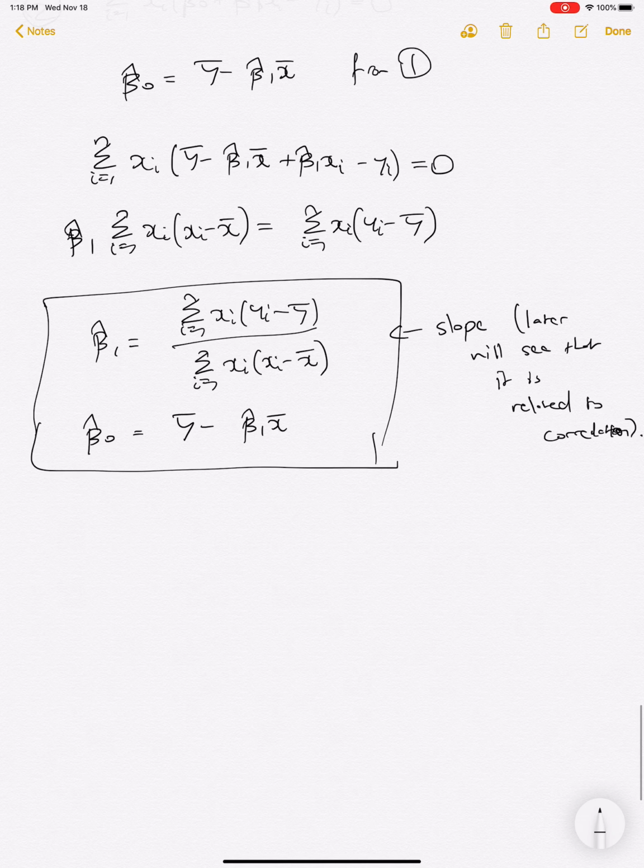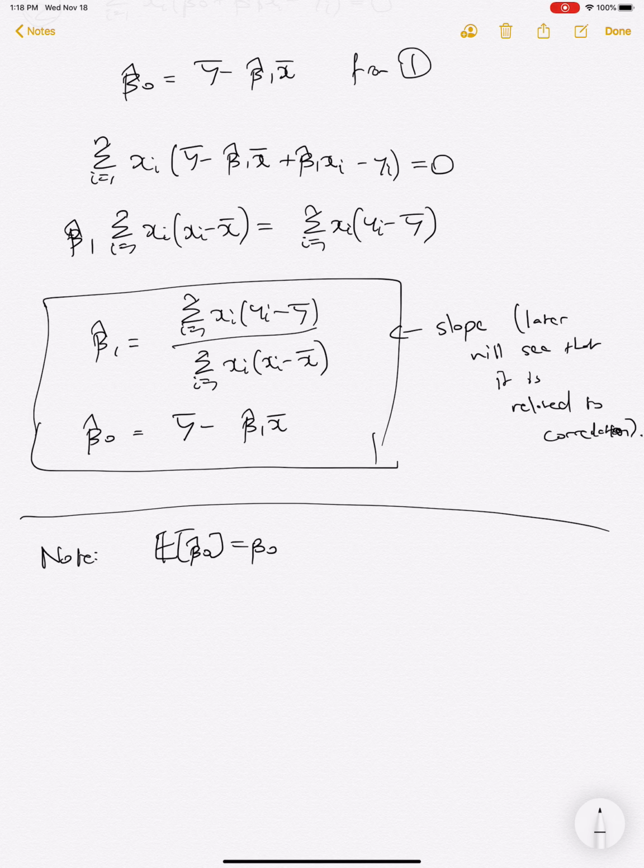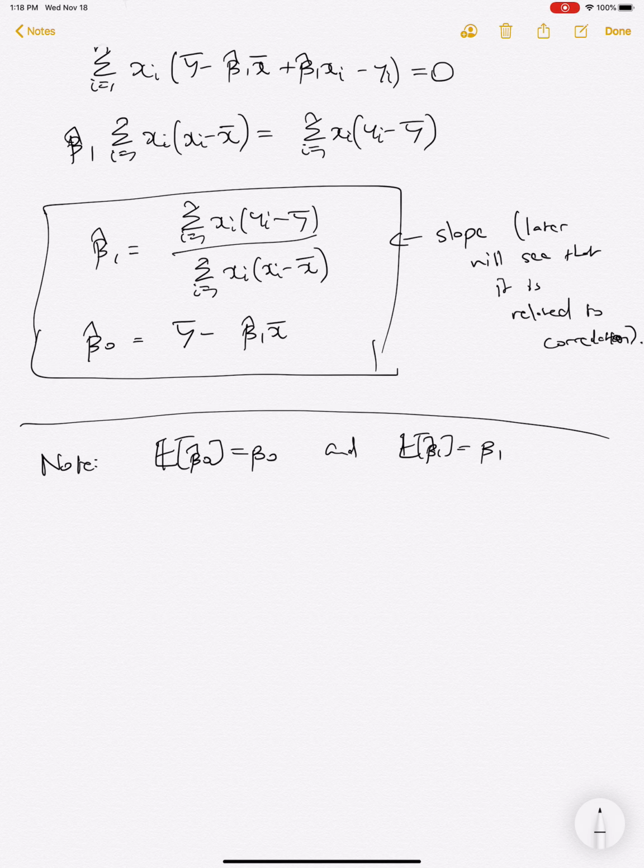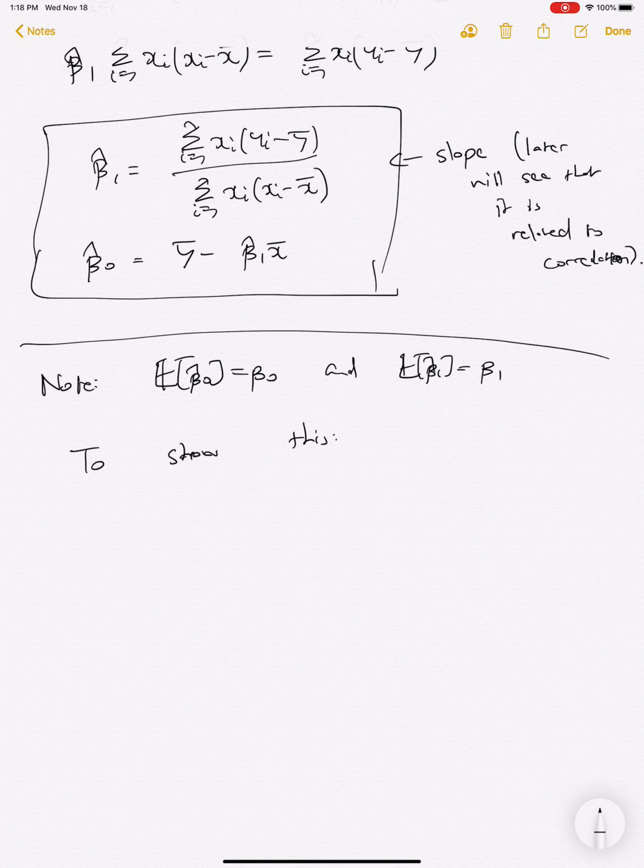Okay, so let's first discuss some properties. The first thing to note is that E of beta hat 0 is equal to beta 0, and E of beta hat 1 is equal to beta 1. So how do we show that? This is just a reasonable sanity check that our estimates are unbiased and at least doing something sensible.